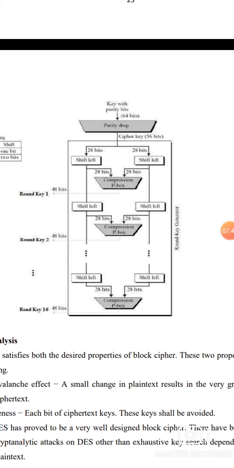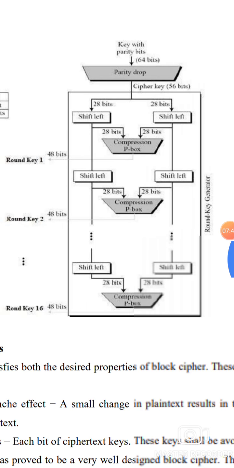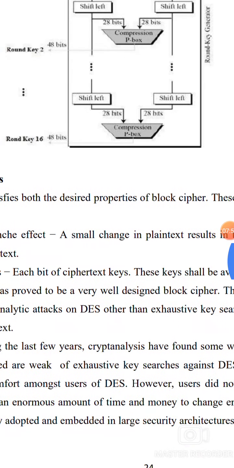Then round key 1 uses 48 bits. Round key 2 uses 48 bits. Up to round 16 uses 48 bits. It is defined as a round key generator.